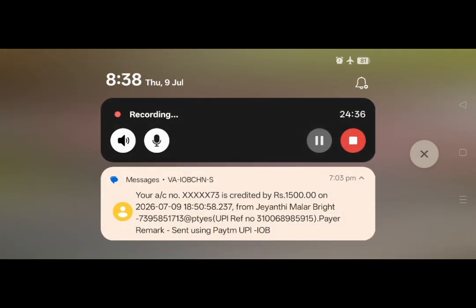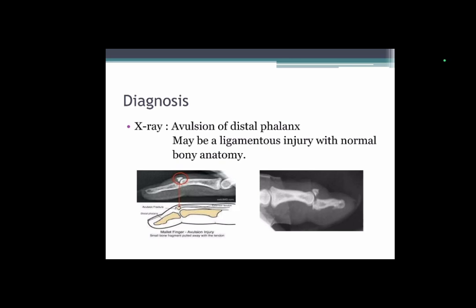After identifying the clinical features, the next step is to confirm the diagnosis through physical examination and imaging investigations. The diagnosis of jersey finger begins with a thorough clinical examination. The patient typically gives a history of a forceful extension injury and is unable to actively flex the distal interphalangeal joint. Tenderness is usually present on the palmar side of the finger.